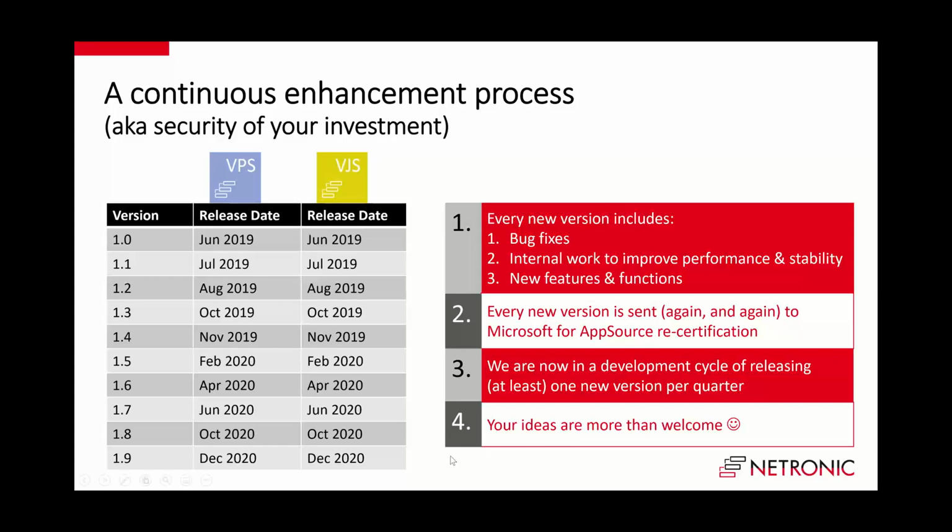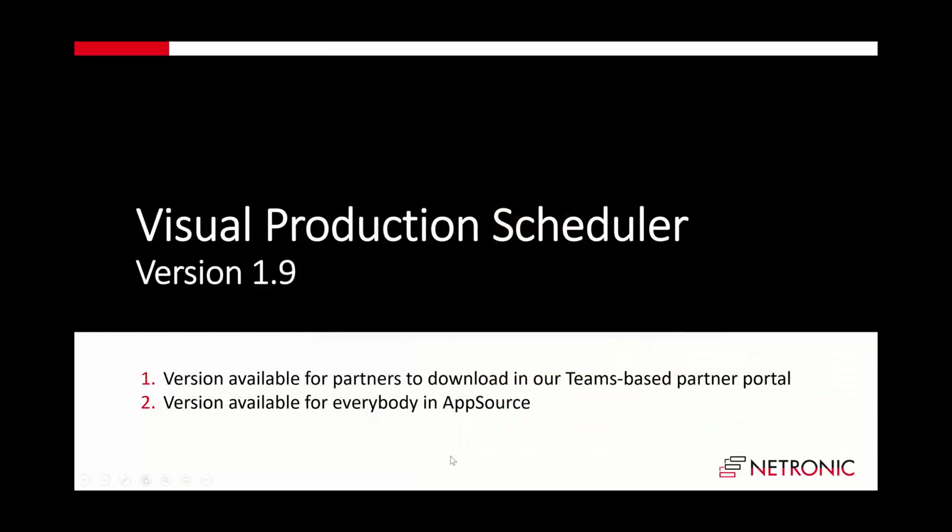And with this quick intro, let's jump into the Visual Production Scheduler, the VPS 1.9. And this version is already available. So we kind of released it in the week before Christmas. It is available for partners to download in our Teams-based partner portal. So if you're a partner, and if you have access to the Teams-based partner portal, you find it there for Business Central version 14, 15, 16, and 17.